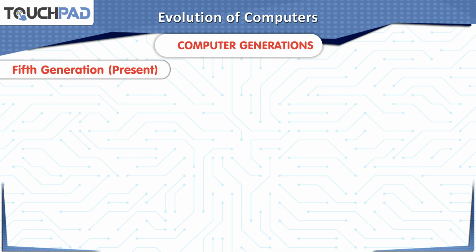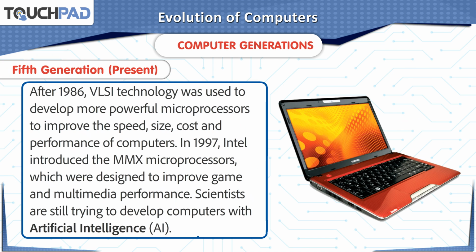Fifth generation, present. After 1986, VLSI technology was used to develop more powerful microprocessors to improve the speed, size, cost, and performance of computers. In 1997, Intel introduced the MMX microprocessors, which were designed to improve game and multimedia performance.